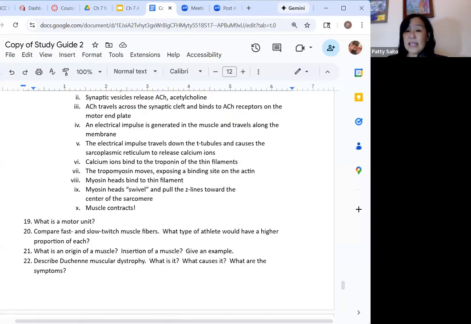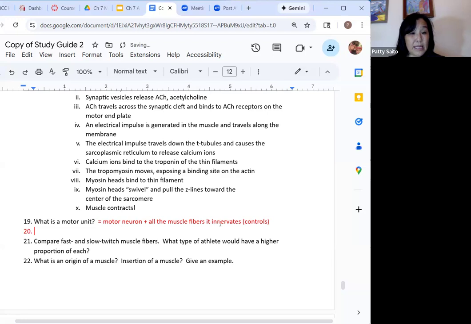The next thing is something called a motor unit. Let me give you the definition. It's a motor neuron plus all the muscle fibers it innervates. So what does that mean? A motor unit is a motor neuron plus all the fibers it innervates.